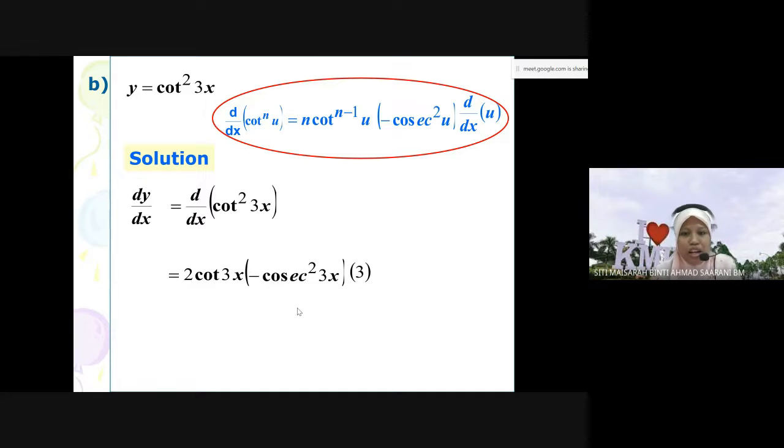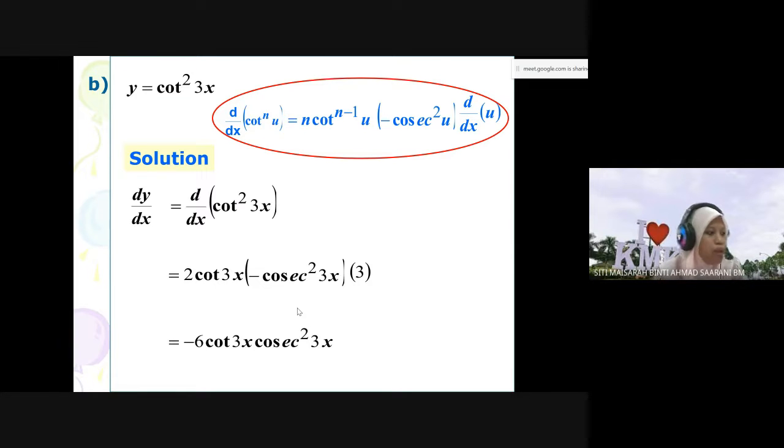Kita boleh simplify. So 2 times 3 is 6. Ada negatif bawa ke depan. So dapatlah negative 6 cot 3x cosecant square 3x. Ini untuk derivative of the function for trigo involving power rule. Yang ada kuasa-kuasa lah. Okay.